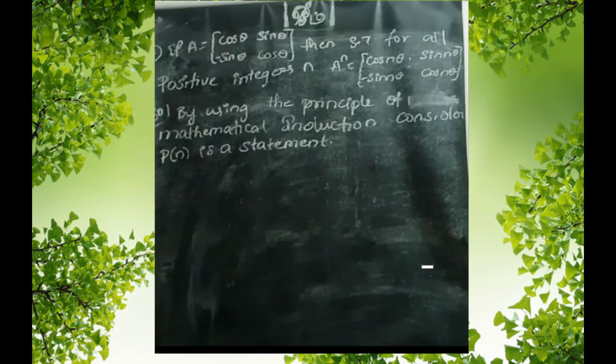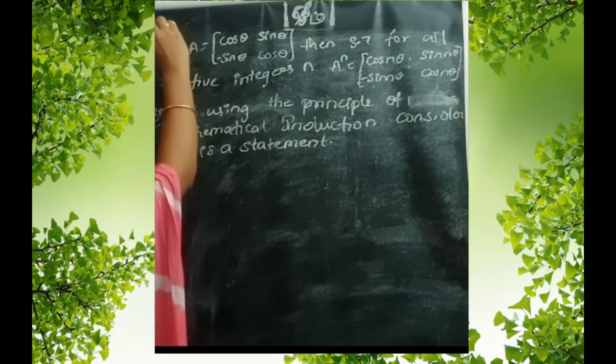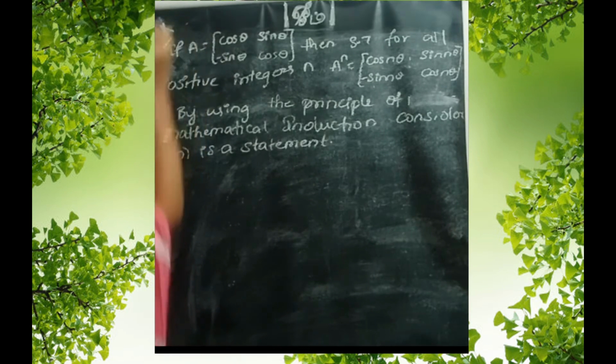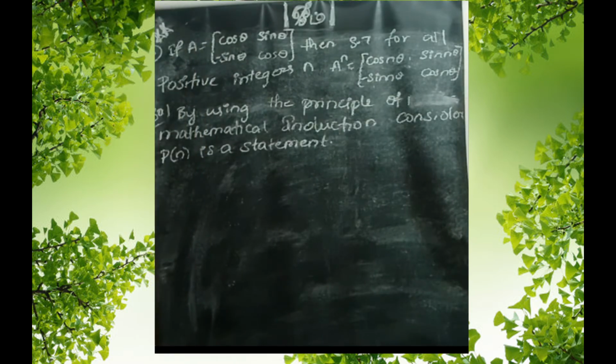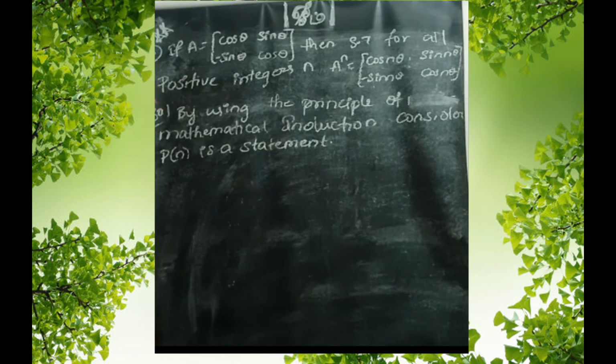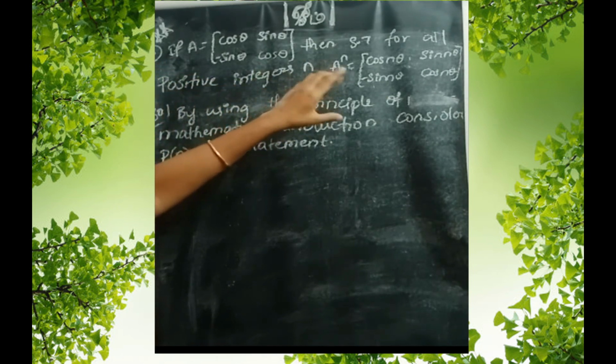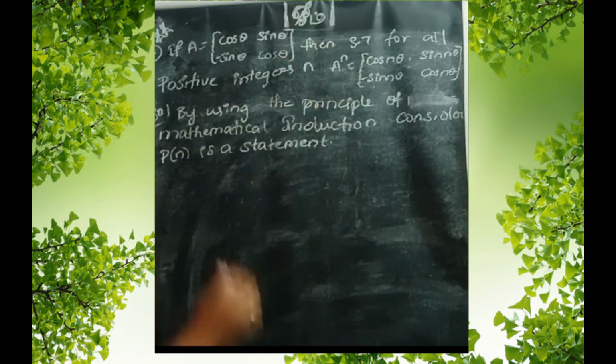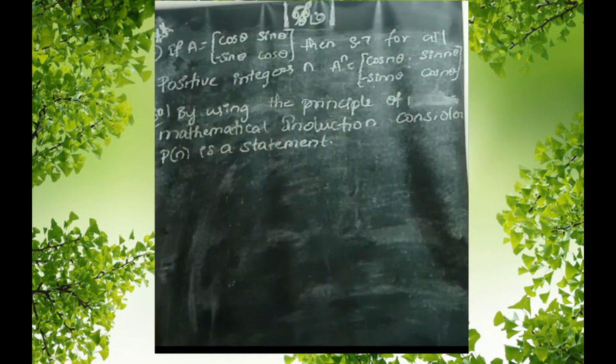Next we'll go for another problem. This is a very important problem they have asked many times. Okay. See what they have given. They have given one matrix. That means A is one matrix. And we have to show that A power n equals that matrix, for all the positive integers. So we have to satisfy this matrix for all the positive integers.